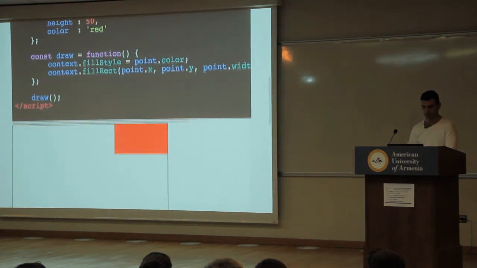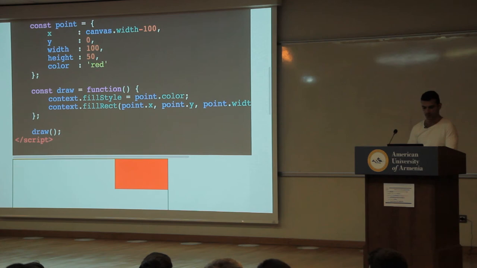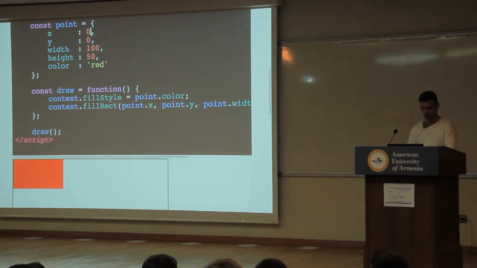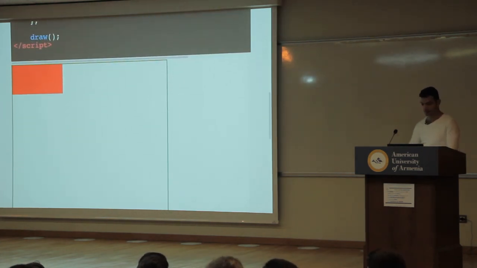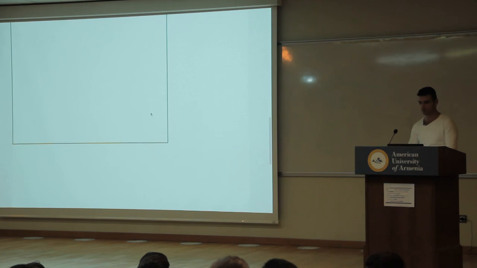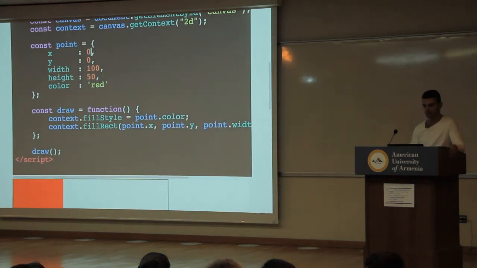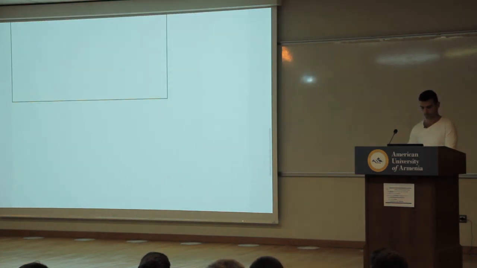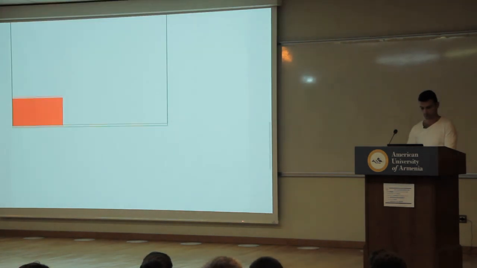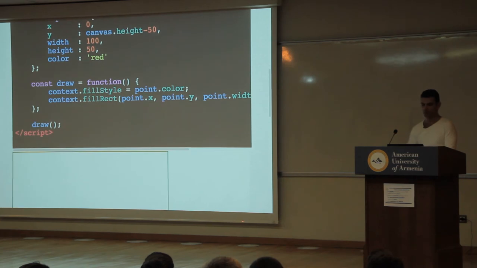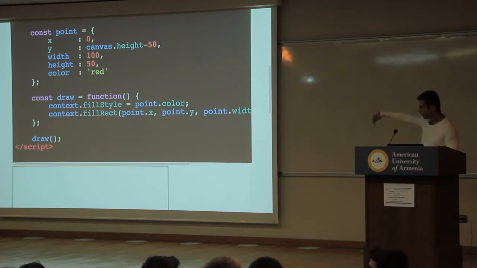There's my canvas. And you can see it's on the top left. If I do 0, 0, it will be on the top. How do I make it on the bottom right? How do I put it here? Okay, so... Nice. Now how do I shift it this way? Bottom right.